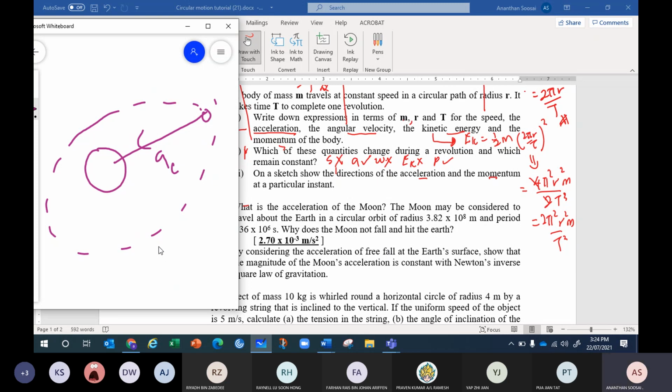Genuine, yeah? Any idea? Maybe wrong, never mind, just give a try. What do you think? Why the Moon, although the Moon is accelerating towards the center of the Earth, why does it never fall towards the Earth?